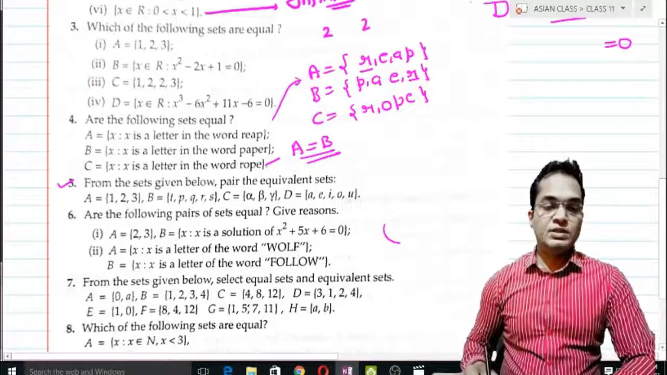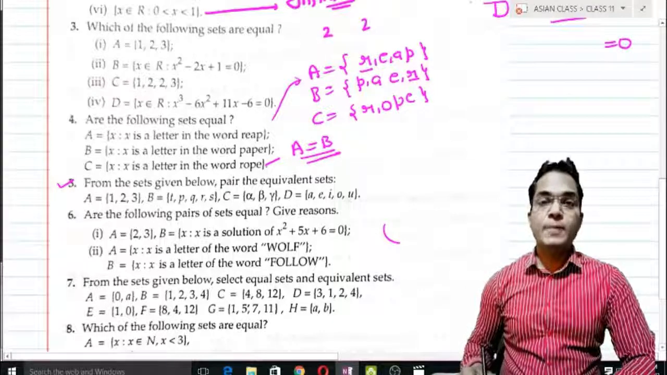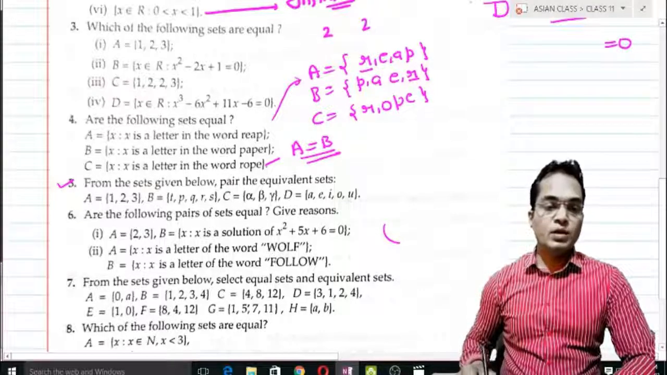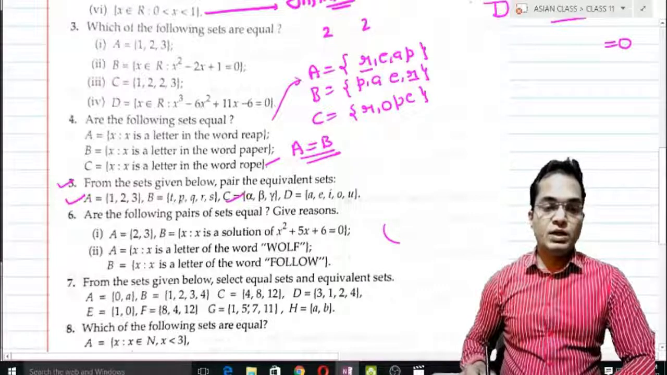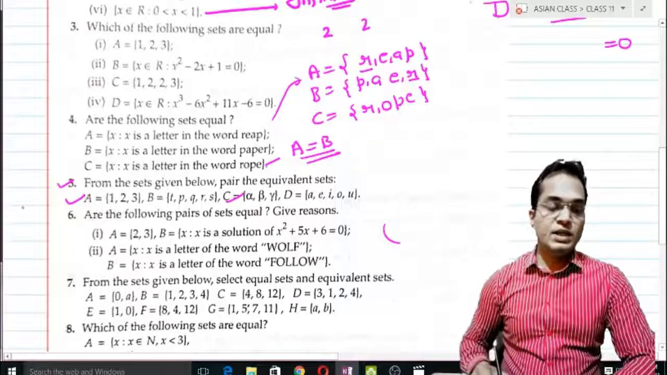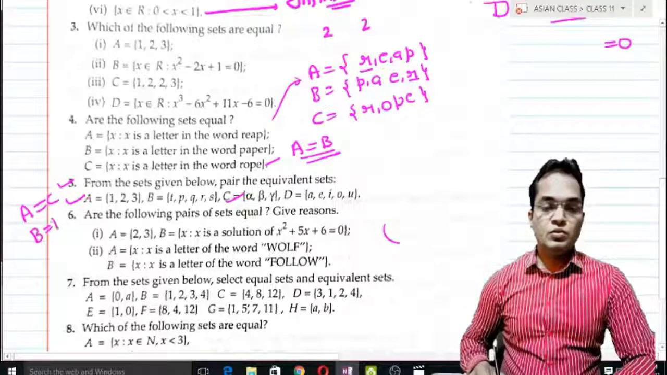Question number 5. From the sets given below, pair the equivalent sets. As we know, what is the meaning of equivalent set? Only the cardinal numbers are equal. Means set A equals set C in cardinality and B, 1, 2, 3, 4, 5. 1, 2, 3, 4, 5. Means A is equivalent to C and B is equivalent to D.